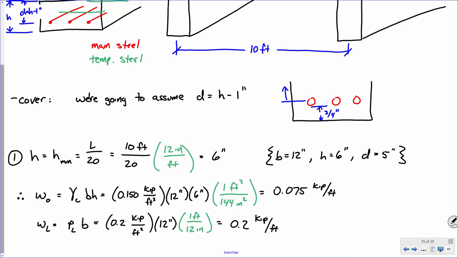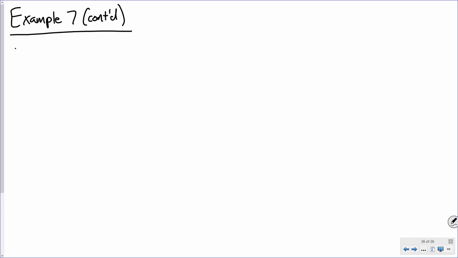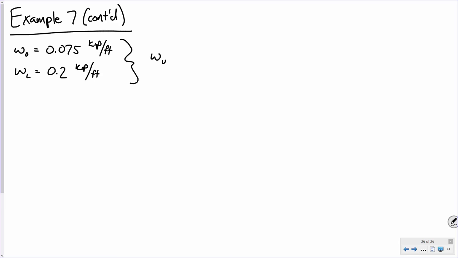One nice thing about slab design is that whatever your pressure load is, it's the same load in kips per foot, because you're essentially assuming a unit width in feet. Everybody good so far? So we've got a W naught of 0.075 kip per foot and a W sub L of 0.2 kip per foot. W sub U is what?